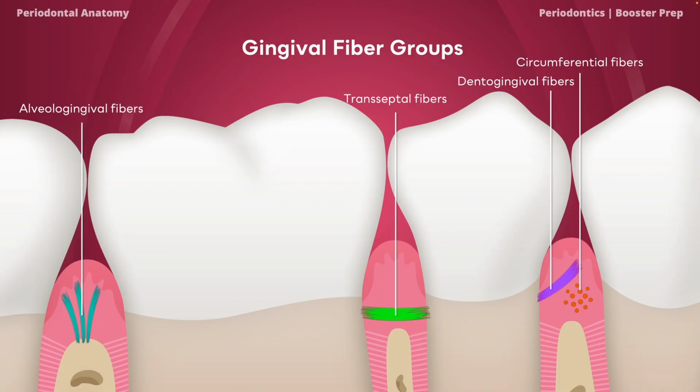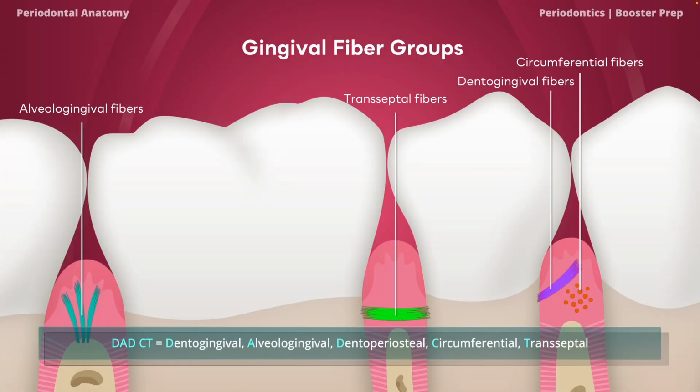Now, here's a hygiene board exam pro tip for you guys. An easy way to remember principal fibers is with the acronym DAT-CT. Every other fiber group is secondary if it's not in DAT-CT. Definitely want to commit that to memory.